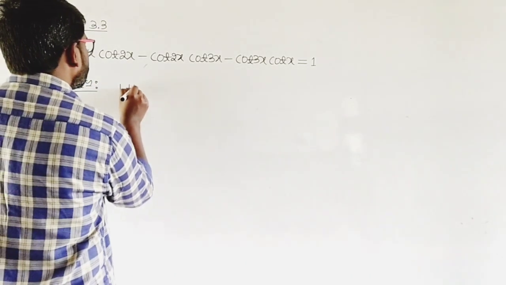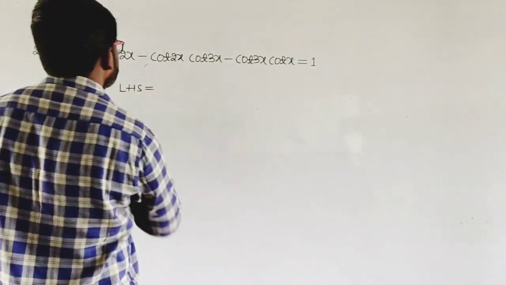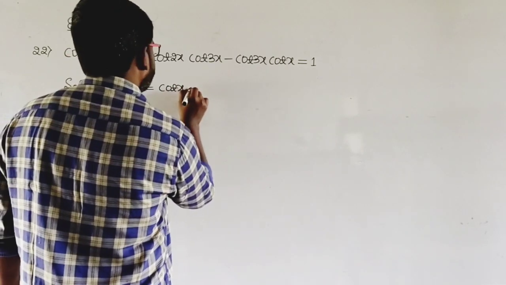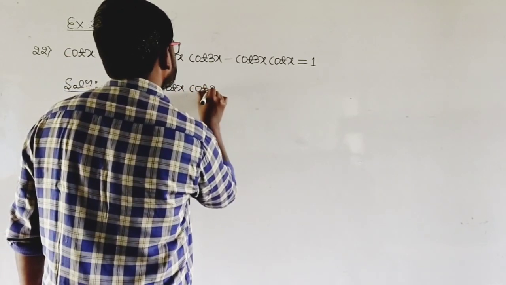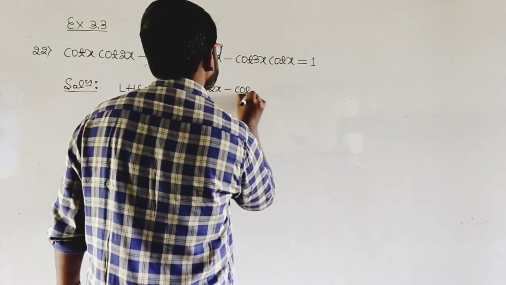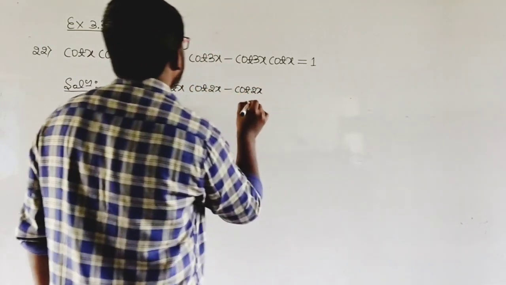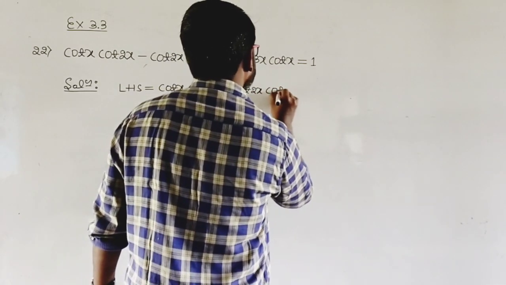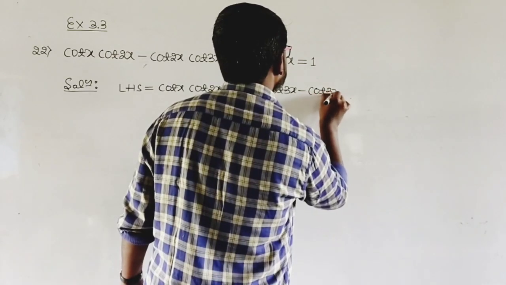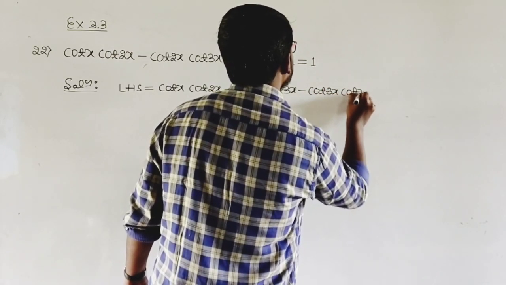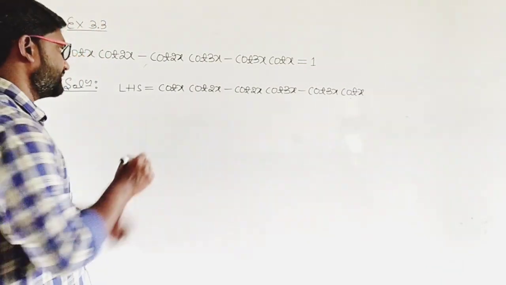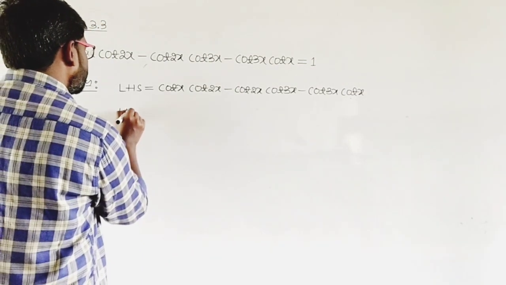LHS is equal to cot x into cot 2x minus cot 2x into cot 3x minus cot 3x into cot x. So now I write this term as it is.